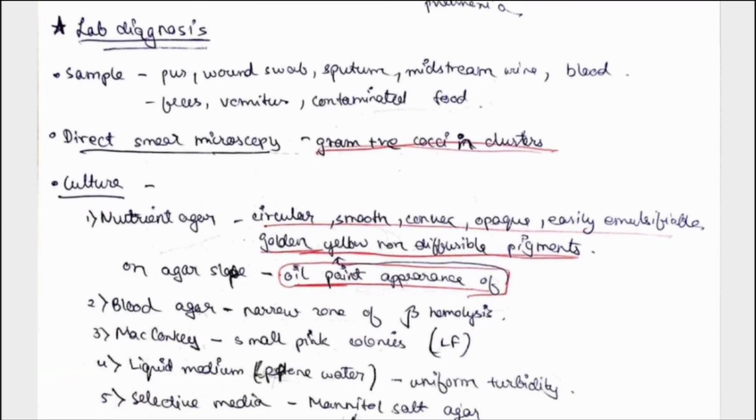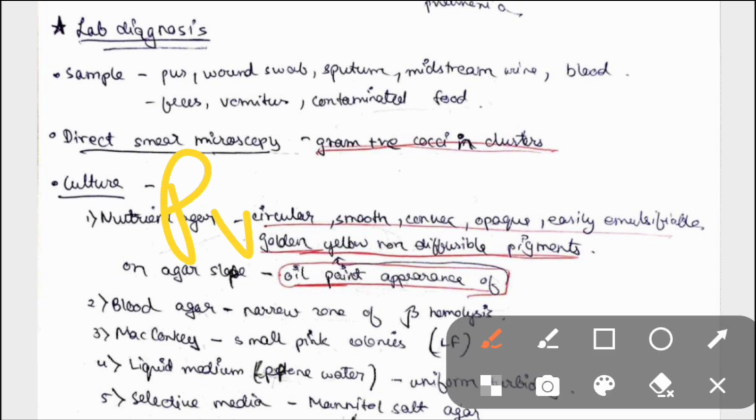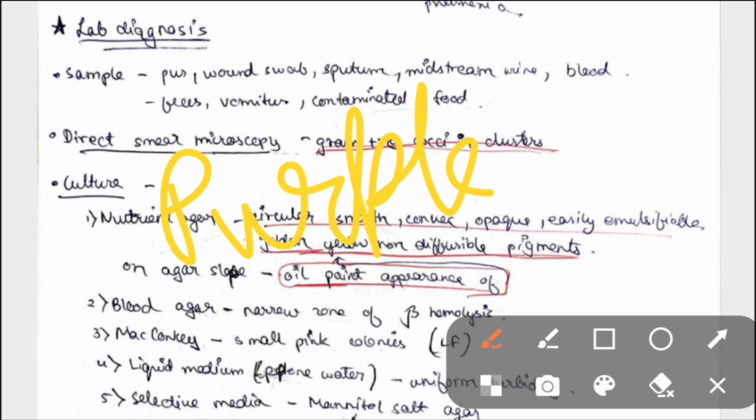Let's start laboratory diagnosis. Samples are pus, wound swab, sputum, midstream urine, blood, feces, contaminated food, vomitus, etc. Everything which causes infection, that particular sample will be collected from the patient. Then we will do direct smear microscopy of that sample. We will see gram positive cocci arranged in clusters. Gram positive means they will occur as purple color, purple cocci arranged in clusters.